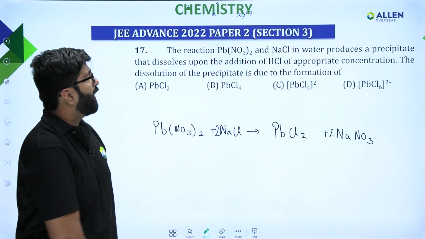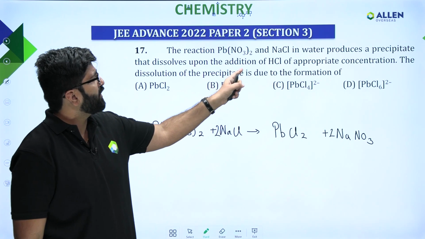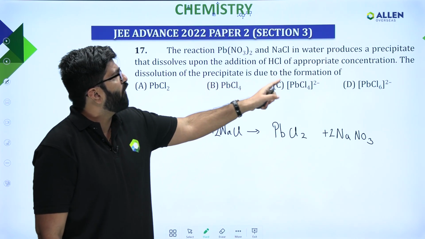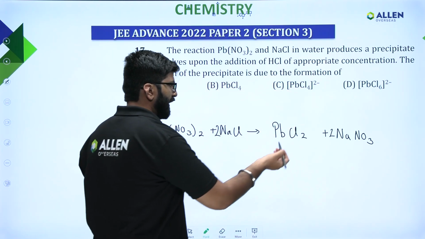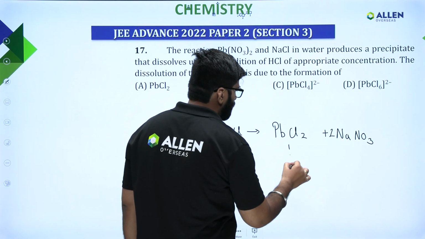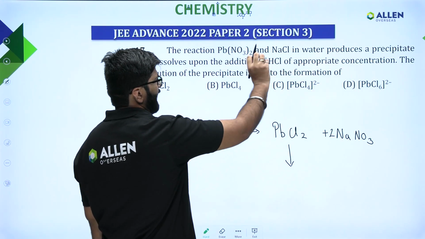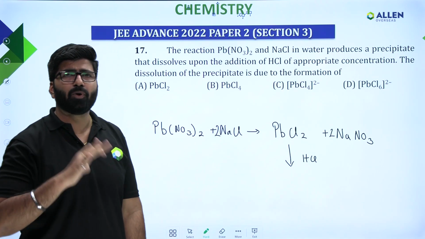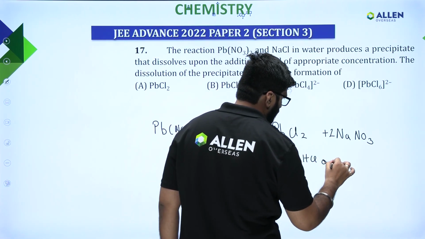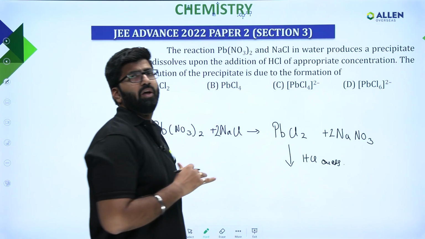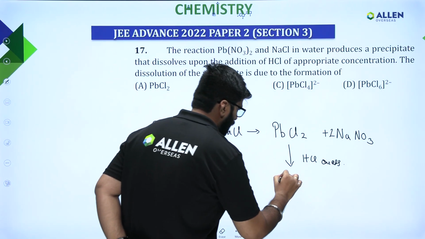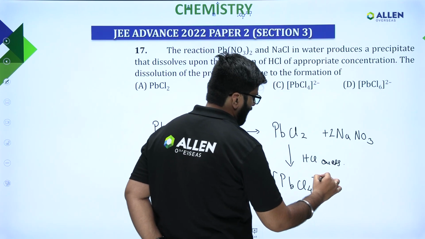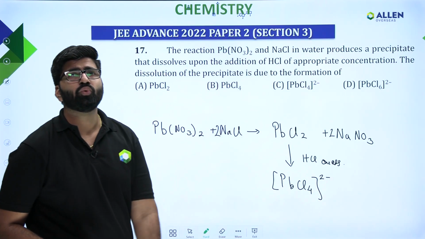But there is one more part. This is given precipitate that dissolves upon the addition of HCl of appropriate concentration. The dissolution of the precipitate is due to the formation of what? So over here in this part we are going to introduce the excess HCl because of adding HCl. So just write here excess, and the product which will be formed in excess, if we add, will be the complex, and the product over here will be [PbCl4] 2 minus, basically 2 minus.